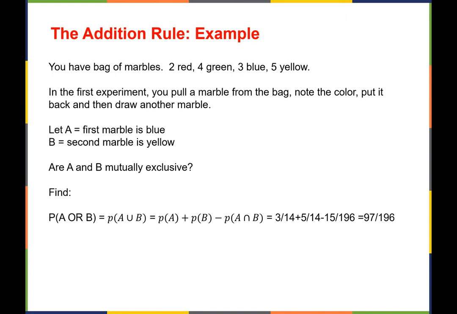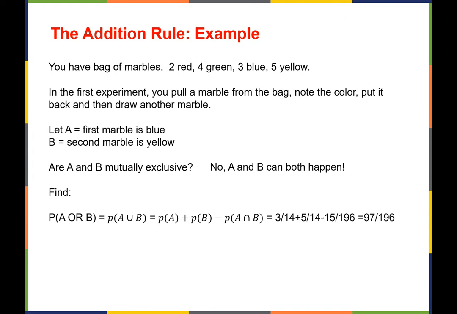All right, so A is that the first marble is blue, and B is that the second marble is yellow. First question, are A and B mutually exclusive? Can they both happen at the same time? No, they're not mutually exclusive. They are definitely not mutually exclusive.